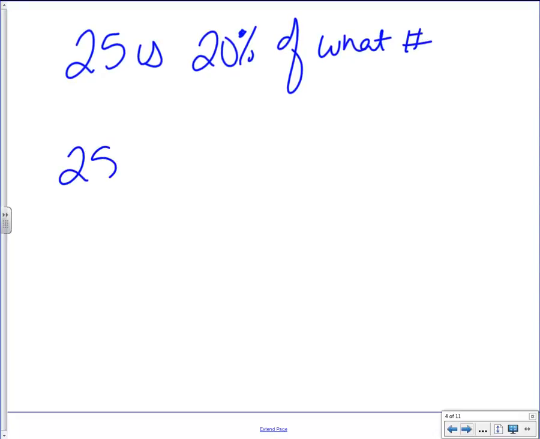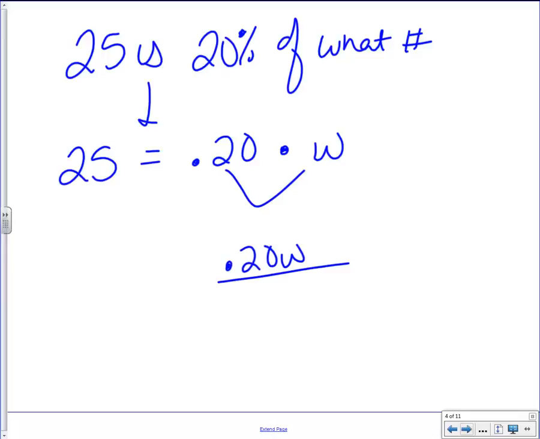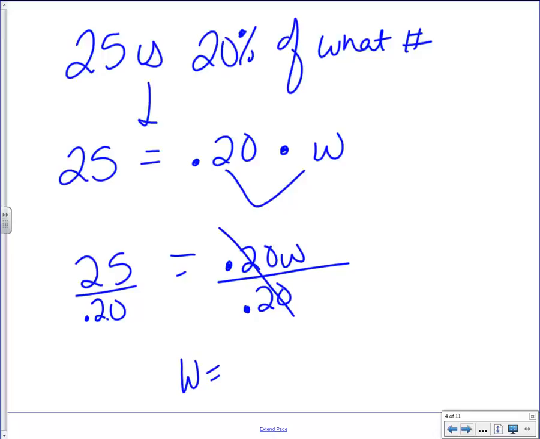$25 is 20% of what number? We just plug it in, the same thing that we've been doing. Multiply here and I get 0.20W. I want W all by itself, and so I have to do the opposite of what you have. When they're touching, it means multiply. To get them apart, I divide. I divide by the 0.20 because that's what I want to go away. And so I put 25 in my calculator, divide it by 0.20, and I find that my whole, the W that I'm solving for, is 125.